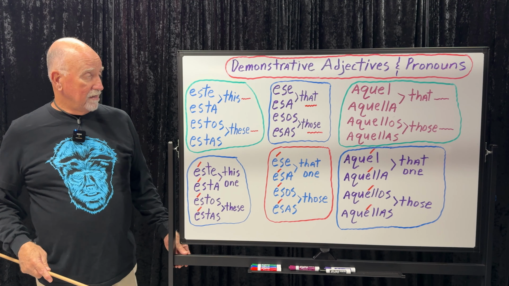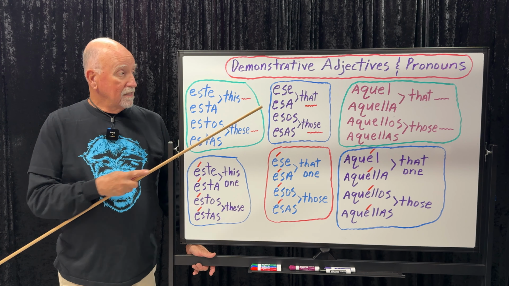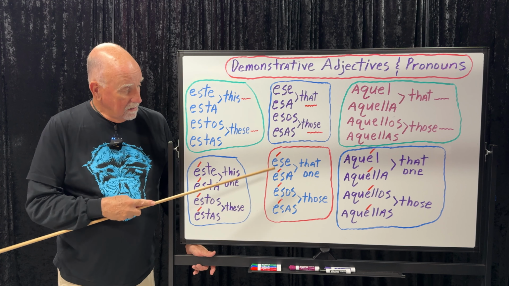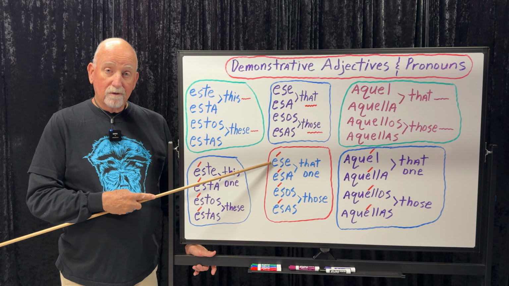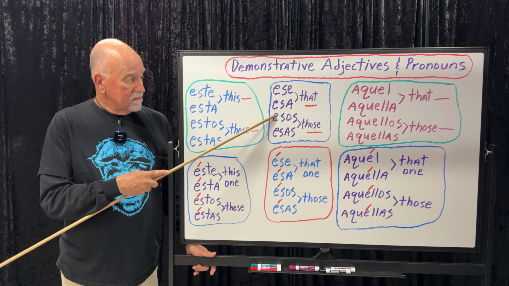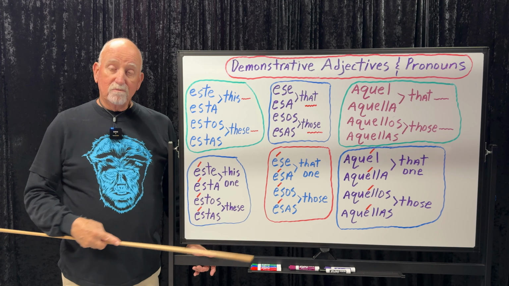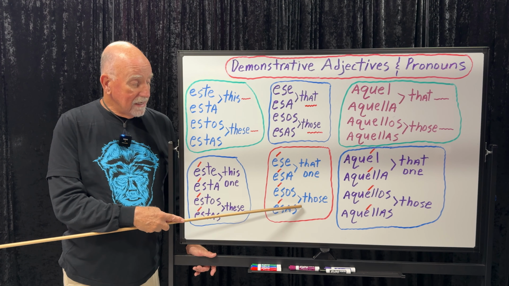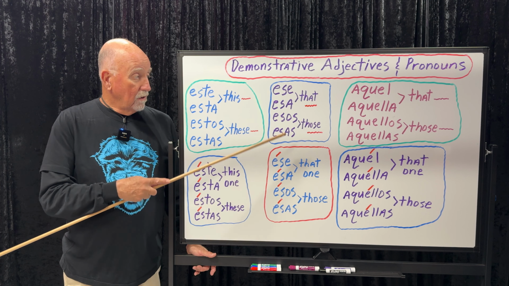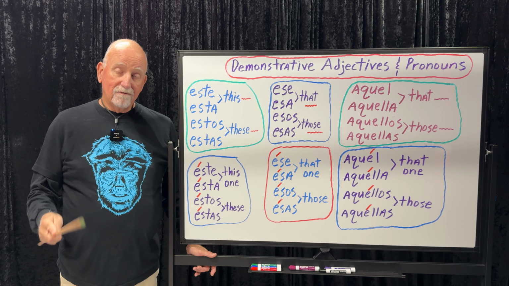So let's look and see what we have. For that, it's either ese or esa. Let's stick with book and house. Ese libro, that book. Esa casa, that house. Ese, that one, referring to the book. Esa, that one, referring to the house. Esos and esas both mean those, but when you don't have a noun after it, you have to have the accent mark. When you have a noun after it, you will not have an accent mark.